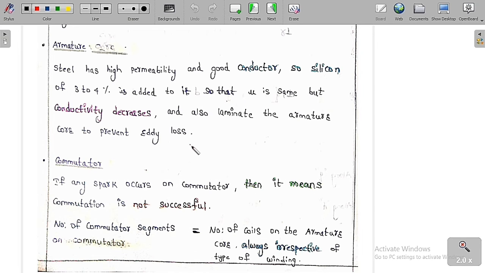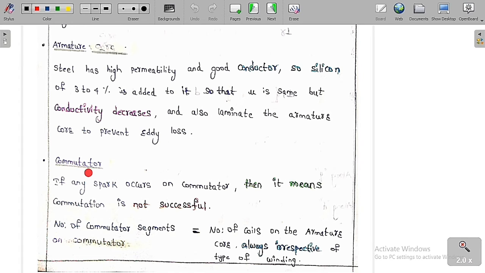It's a very good thing, and we can say that by increasing the resistivity or decreasing the conductivity, we are going to reduce the eddy current loss. So this is a very important point regarding the armature core. Steel has high permeability and is a good conductor, so silicon of 3 to 4% is added so that mu is the same but conductivity decreases. If you add silicon more than this percentage, the overall material becomes brittle and can easily be broken. So we need to laminate the armature core to prevent the eddy current loss.